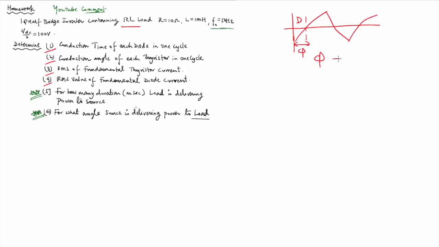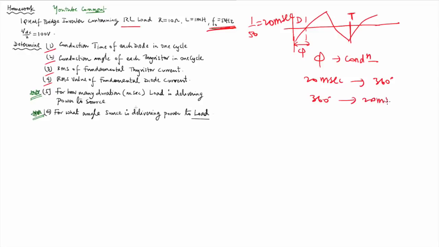Okay, so phi is the conduction angle, but here it is asked the conduction time. So I can easily find the conduction time. See, this is my time period, and time period I can easily find by taking f naught equal to 50, so 1 upon 50 will give me time period that is equal to 20 millisecond. So 20 millisecond corresponds to an angle of 360 degree, or you can say 360 degree corresponds to 20 millisecond. So phi degree corresponds to 20 by 360 into phi. This will give me the conduction time of each diode in one cycle.